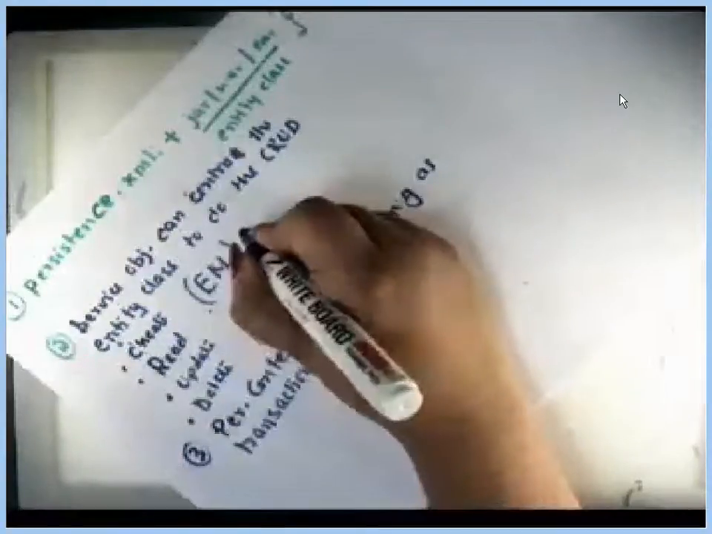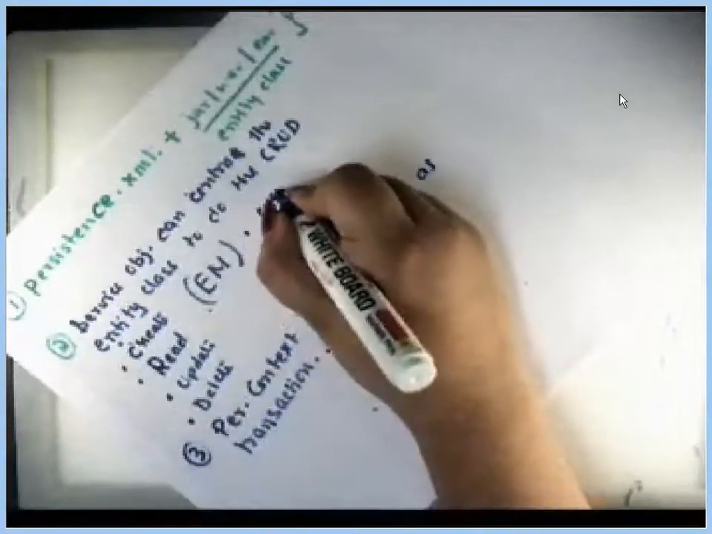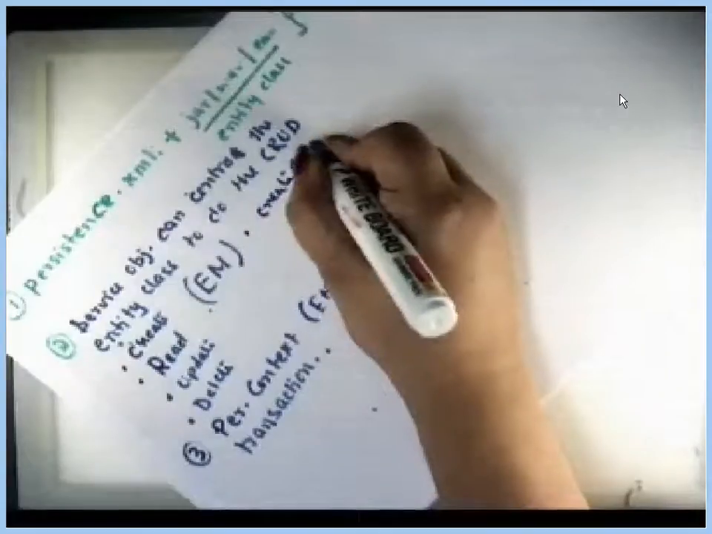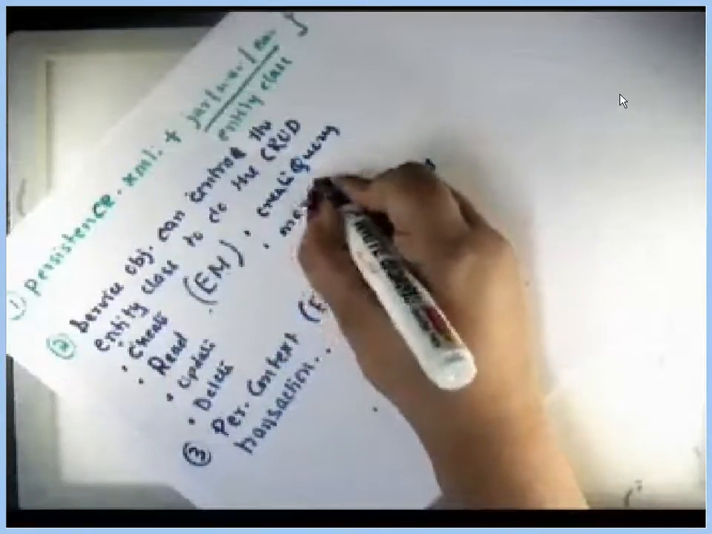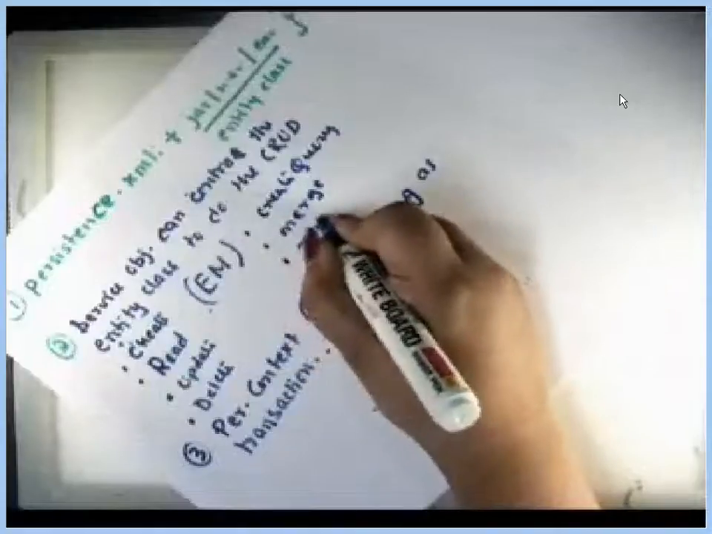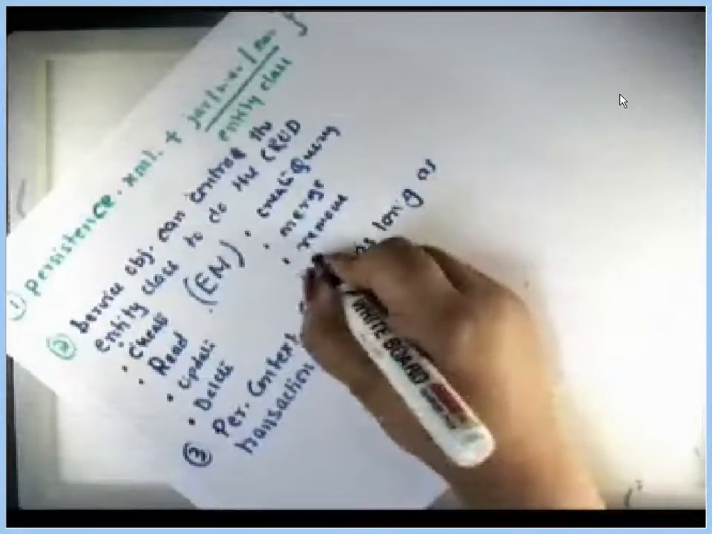Alright. And finally, in the entity manager, what kind of functions do we get for handling the CRUD operations? We get functions like create query, merge, remove, and persist.